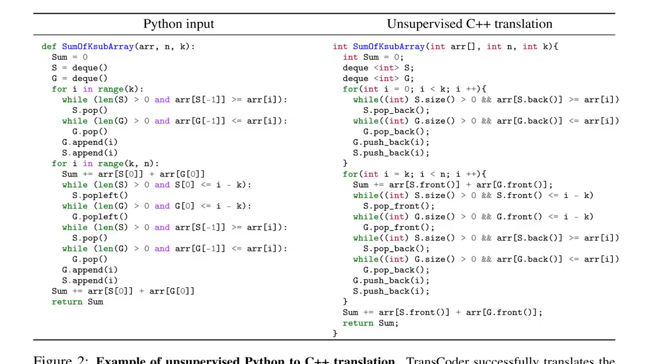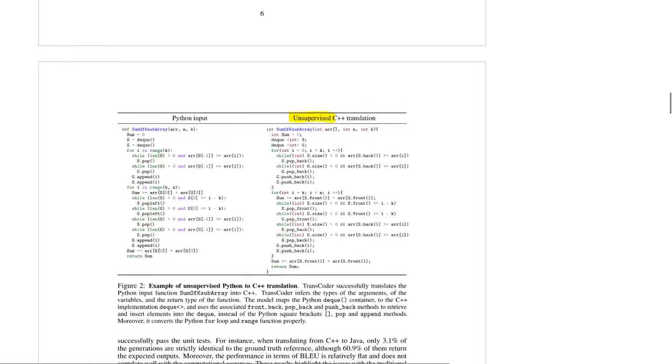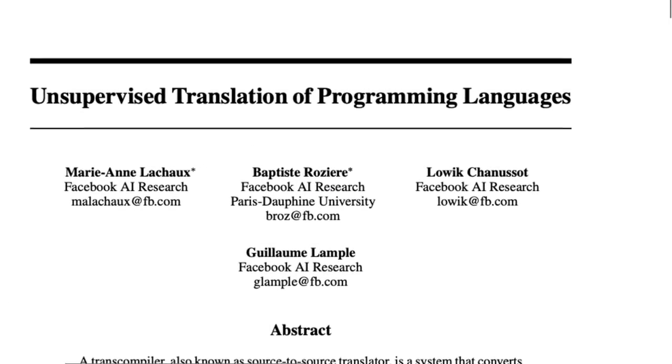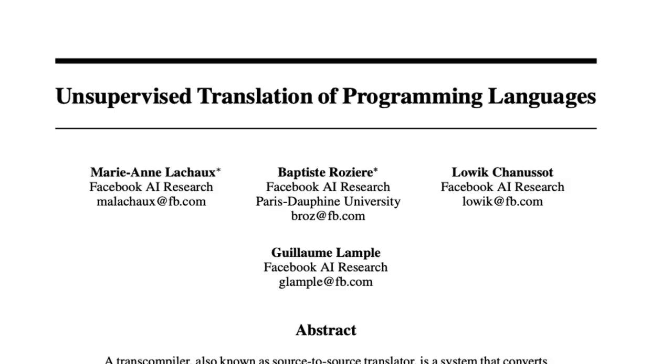The surprising thing here is that this model that takes the Python as an input has never been explicitly trained to output C++. So this is an unsupervised translation model. And that's the cool thing about this paper: by having no supervised signal at translating source code languages into one another, it can perform pretty well at the task nonetheless. So we're going to look at this paper. It's called Unsupervised Translation of Programming Languages by Marie-Anne Lachaud, Baptiste Rosière, Loïc Chanusso, and Guillaume Lompel at Facebook AI Research.